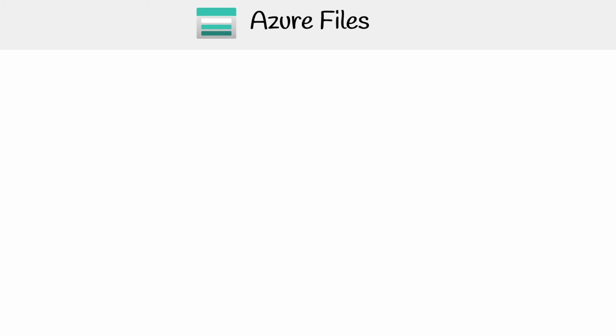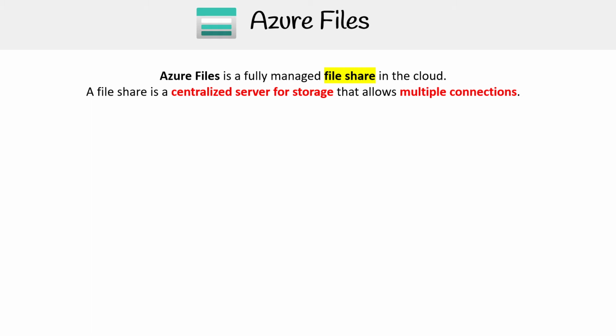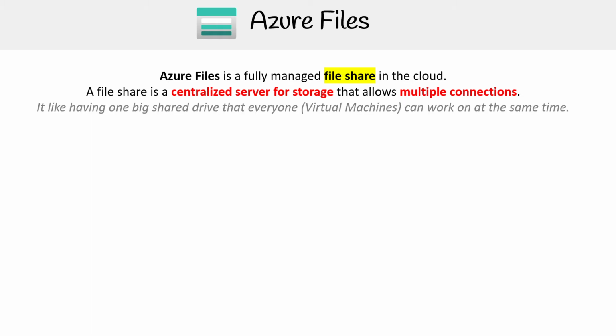All right, let's take a quick look here at Azure Files. So Azure Files is a fully managed file share in the cloud, and a file share is a centralized server for storage that allows for multiple connections. It's like having one big shared drive that everyone, virtual machines, can work on at the same time.